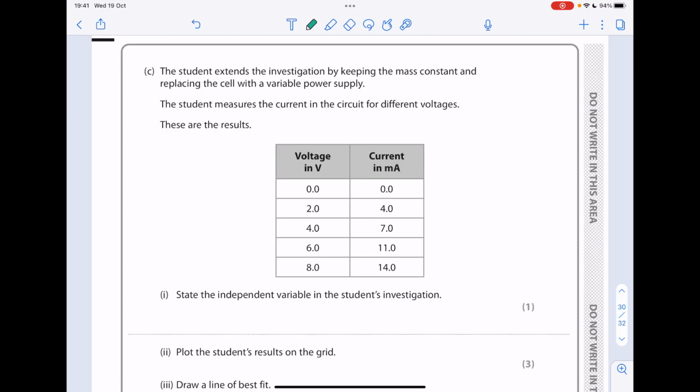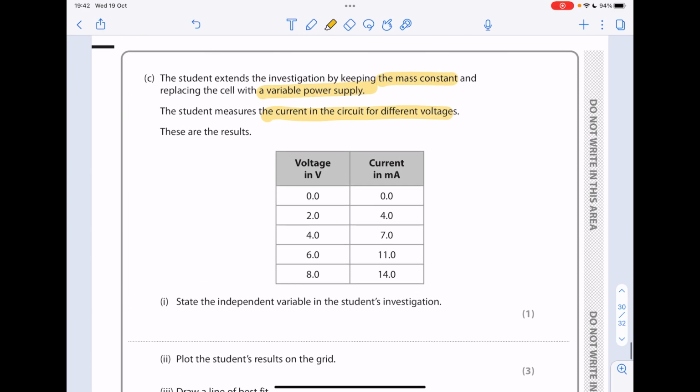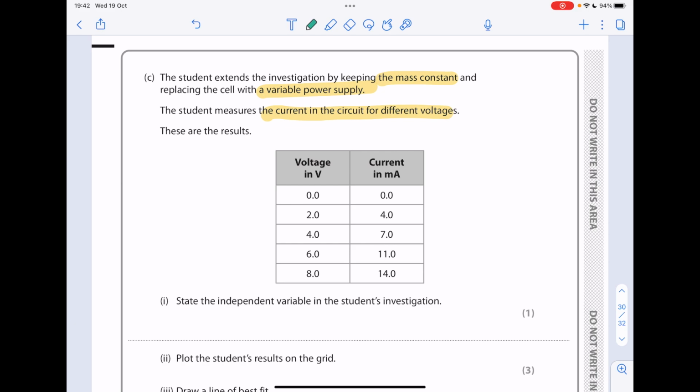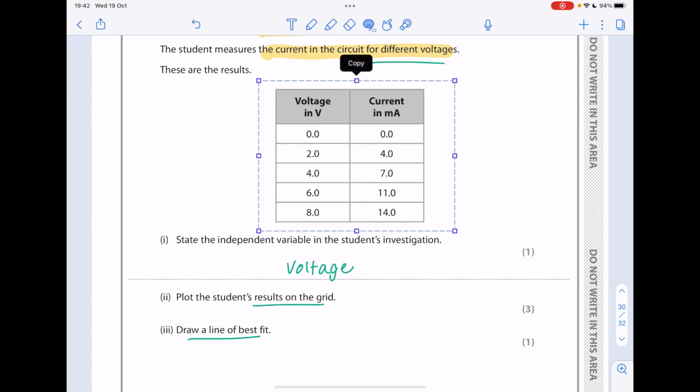The student extends the investigation by keeping the mass constant and replacing the cell with a variable power supply. The student measures the current in the circuit for different voltages. State the independent variable in the student's investigation. So that is what they're changing. We've been told we have different voltages. Plot the student's results on the grid. Draw a line of best fit. So let's steal this table.